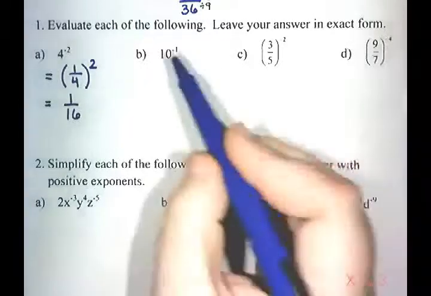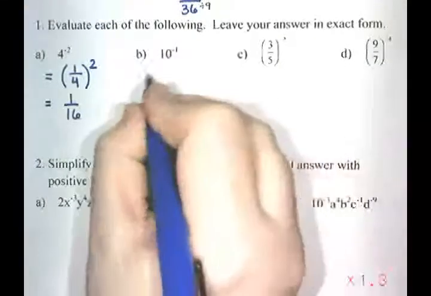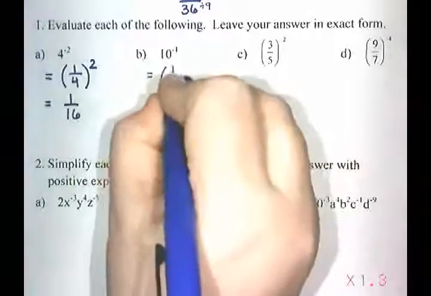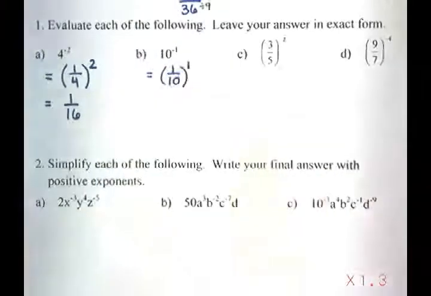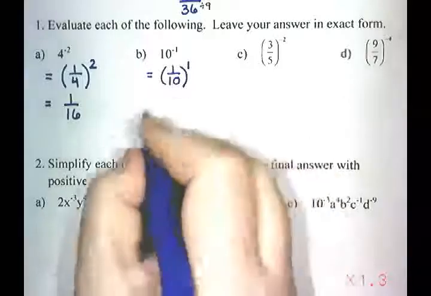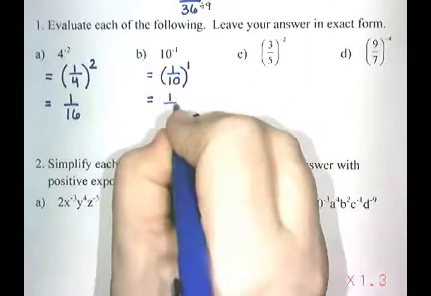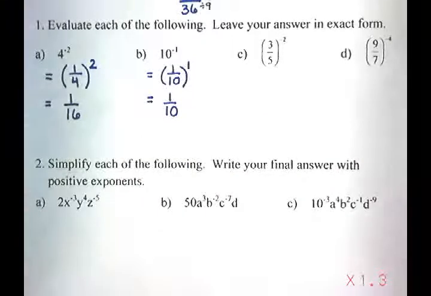Now if I try the next one, we have 10 to the power of negative 1. So a negative exponent makes a fraction. So it's going to take that base of 10 and turn it into a fraction, 1 over 10. So this is going to become 1 over 10 to the power of positive 1. Now anything to the power of 1 is itself. So 1 to the 1 is 1, and 10 to the 1 is 10. So our final answer there is 1 over 10.